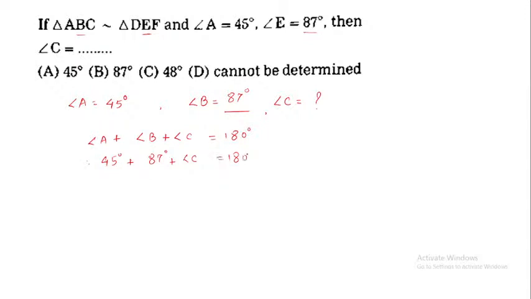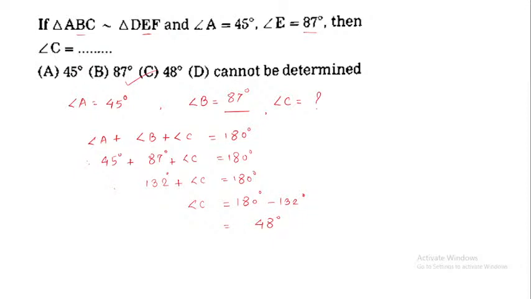degrees. So 45 plus 87 is 132 degrees, plus angle C is equal to 180 degrees. We have to find angle C, so just transfer 132 to the right hand side. It is 180 degrees minus 132 degrees, which is 48 degrees. So the measure of angle C is 48 degrees, which is given at alternative C. So option C is the correct answer for this question.